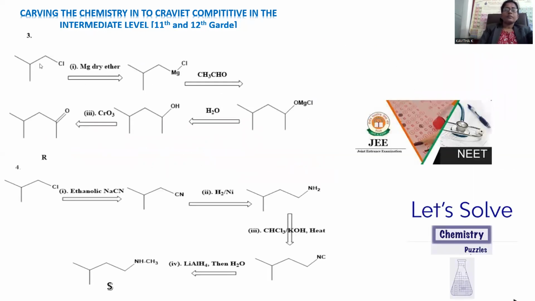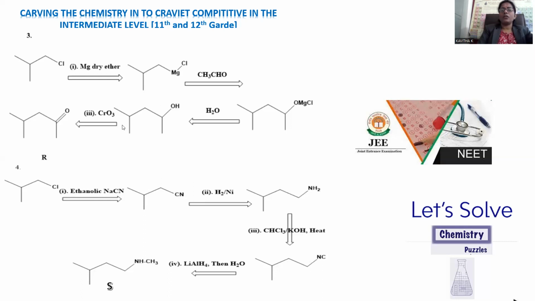And next is about isobutyl chloride treated with magnesium in the presence of dry ether. Again, the Grignard reagent will be generated. Any Grignard reagent treated with an aldehyde, always gives secondary alcohols. Here is the product called secondary alcohol, right? When it is treated with a ketone, a tertiary alcohol will be generated. When it is treated with the simplest aldehyde, formaldehyde, that will give a primary alcohol. Here, acetaldehyde, whenever treated with this RMgX, we will get a secondary alcohol.